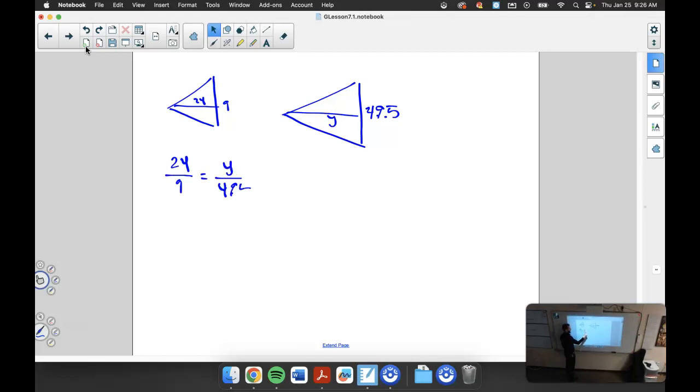I keep doing that, 49.5. This entire chapter, almost every single problem will be set up like this. How do we solve these? Okay, we can cross multiply to solve.